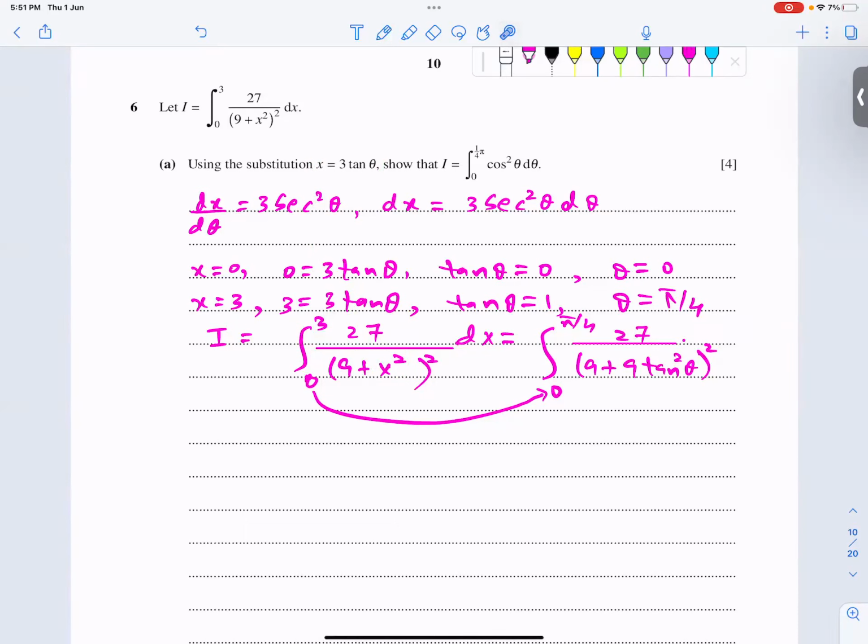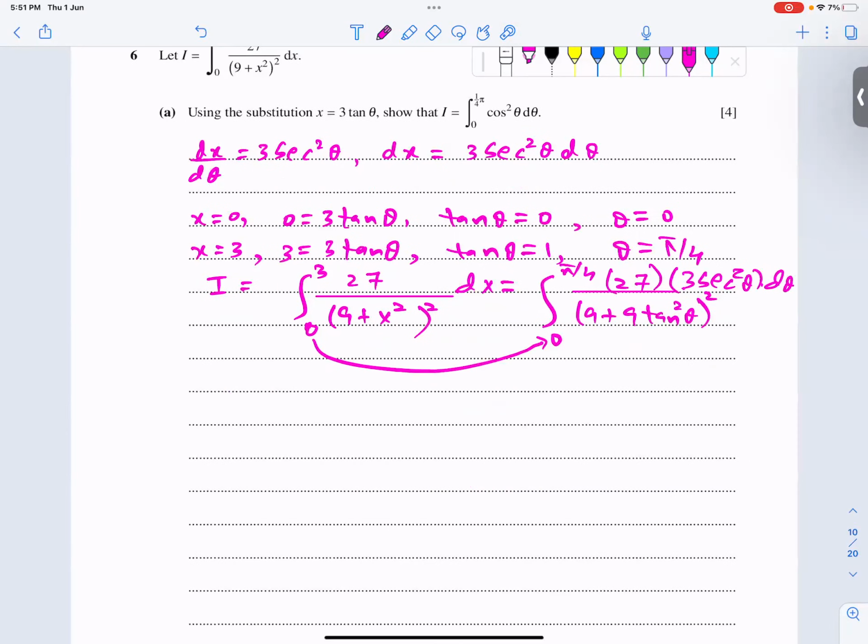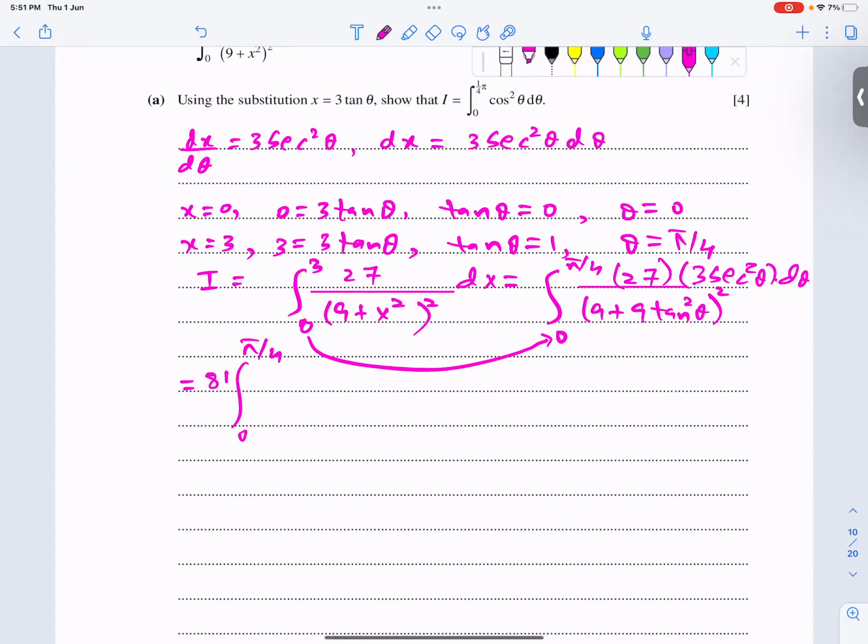What was the value for dx? The value for dx was 3 secant square theta d theta. So we have 3 secant square theta d theta, from 0 to pi by 4. Then 27 times 3 will be 81, and in the numerator secant square theta d theta.